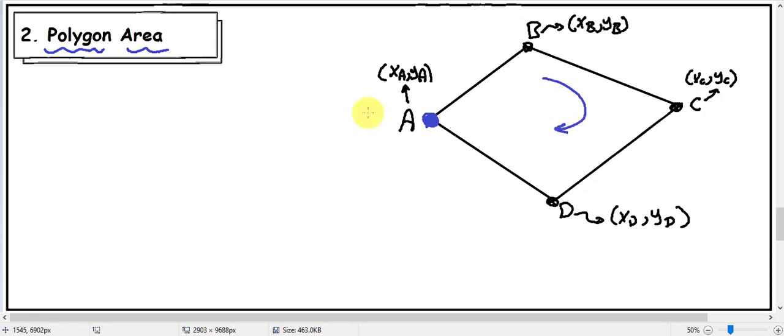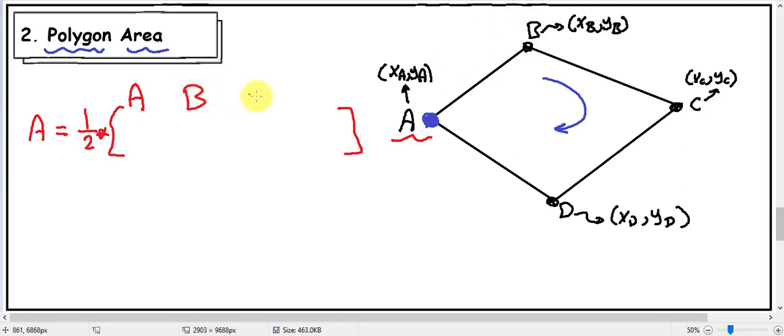The area of this shape equals half multiplied by, and between two brackets you put the first point you choose. I choose point A, so I will put point A here. After point A, it will be point B, and point C, and point D. And finally, you must put point A again, because it's a closed polygon. So you start from point A and go to point B, C and D, and to close this area, you must come back again to point A.